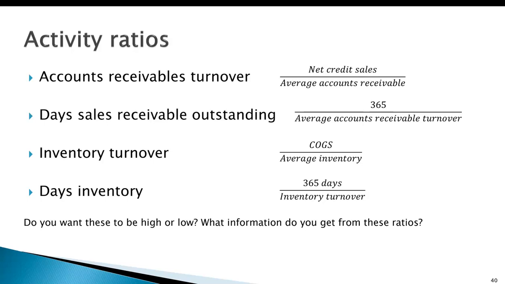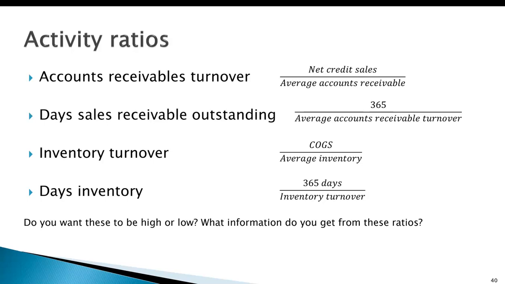These are best served by example here. You can see the formulas here. Remember, for balance sheet items, we're going to take averages. For income statement items, we're not. Most of these are an income statement item divided by a balance sheet item, so you'll have to average that balance sheet item, but not the income statement item.